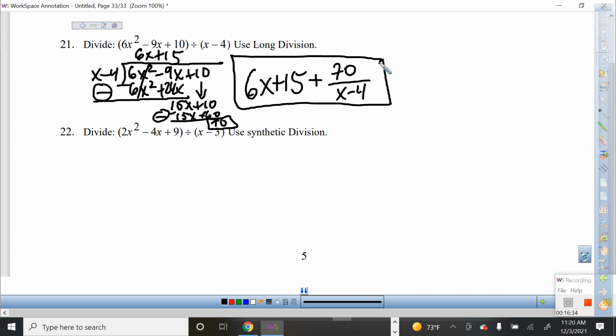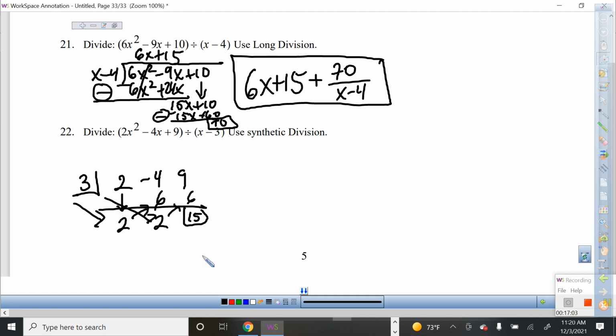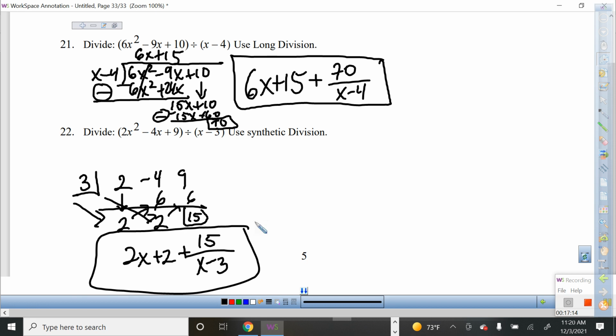All right, there's the work for number 21 on your screen. Hands up if you got that. Okay. We go to synthetic division. We got 3 divides into 2, negative 4 and 9. Bring down the 2. Multiply. 6 combined, that's 2. 6 combined, that's 15. So, 2x plus 2 plus 15 over x minus 3. And have you got that? Okay.